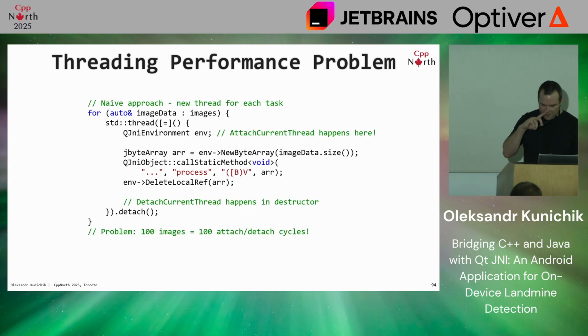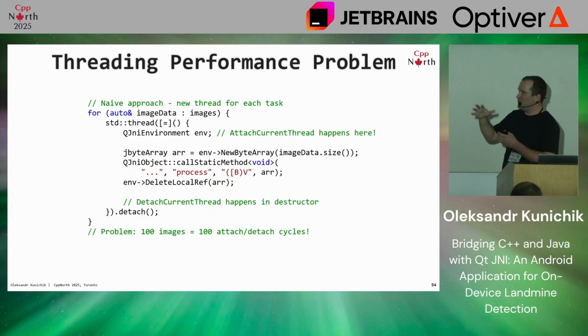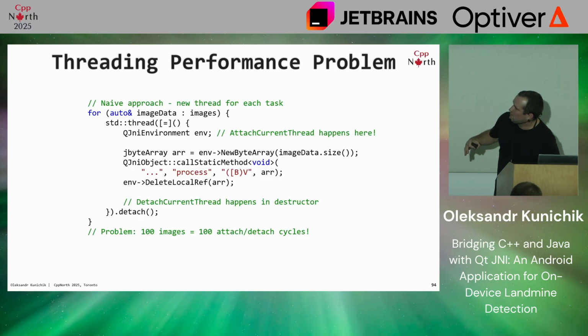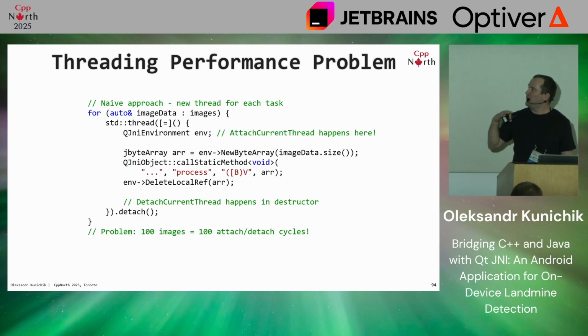Now let's talk about performance. What happens when your process runs hundreds of times? Look at this naive approach. We create a thread attached to the Java machine, because each thread which is created attaches to the Java machine by itself. And each time we call this lambda, we attach, detach, and repeat it for each image. So that's expensive.